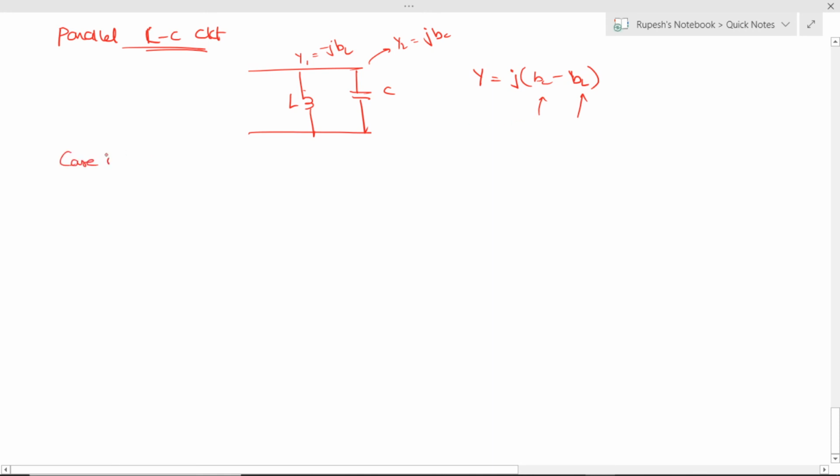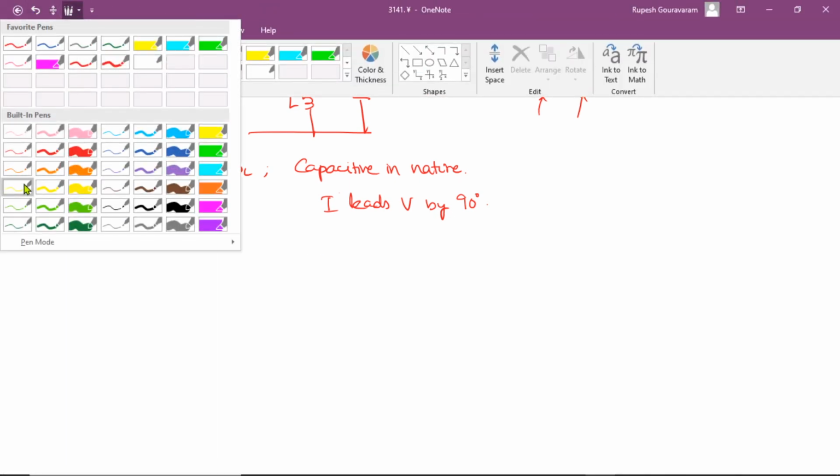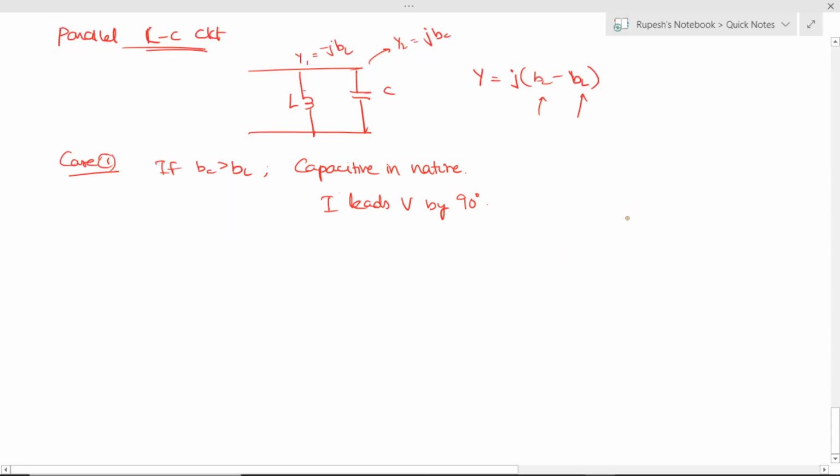So let us take case 1. Case 1 is if BC is greater than BL. If BC is greater than BL, the circuit is capacitive in nature. That means the current leads the voltage by 90 degrees. So if you draw a phasor diagram, the I will be like this. I is the net current.